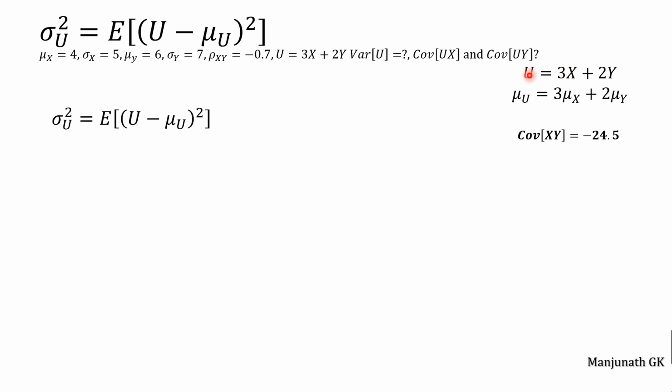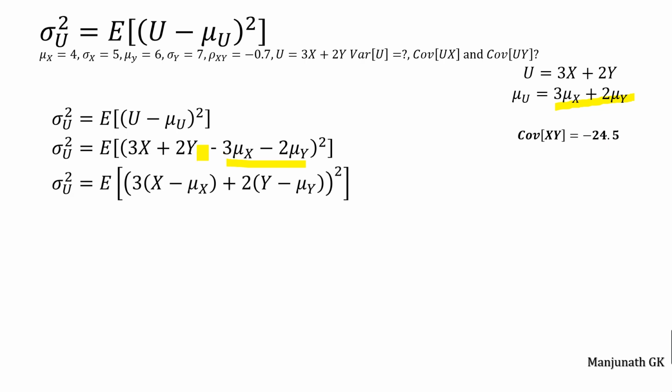We'll get expectation of u, which can be written as mu of u. 3 is a constant. Expectation of x can be written as mu of x. 2 is a constant. Expectation of y can be written as mu of y. Substitute all those values here. U is replaced by 3x plus 2y, and mu u is replaced by this equation. Then do the grouping here.